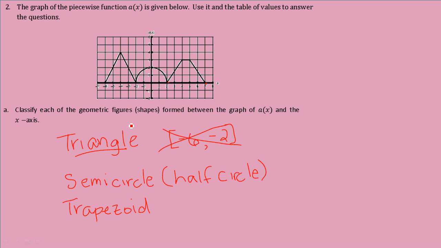Okay, again, it's not asking for the intervals, so I'm not writing the intervals. If you wrote them, great. Just make sure that you wrote them correctly, because otherwise the whole thing is wrong.